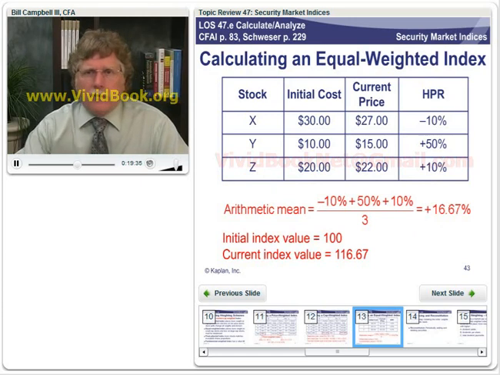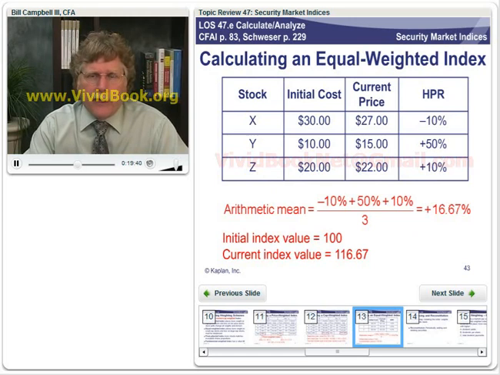If we were using an equal weighting on our index, then we would calculate the holding period return on each stock. So the first stock lost 10%, the second stock gained 50%, the third stock gains 10%. We take the average of those, plus 16.67%. So if our initial index value is 100, the next period it would go up to 116.67.